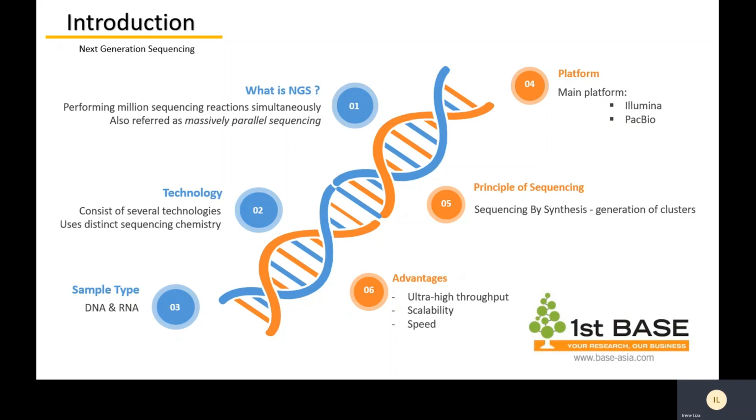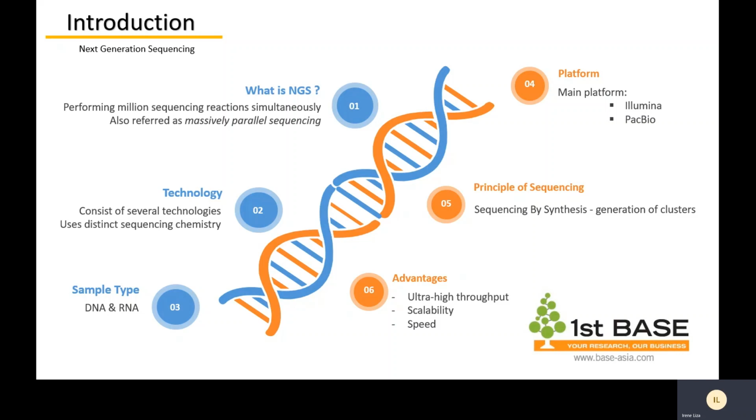NGS also consists of several technologies that use distinctive chemistry. For example, we have Illumina, PacBio, Ion Torrent, and Nanopore. For NGS, one can use either DNA or RNA to sequence. If you're using RNA as a sample, you can convert it to cDNA, and the library preparation, which is made for both DNA and RNA, is on the base of DNA. So the cDNA is converted to DNA, and then the library is prepared.